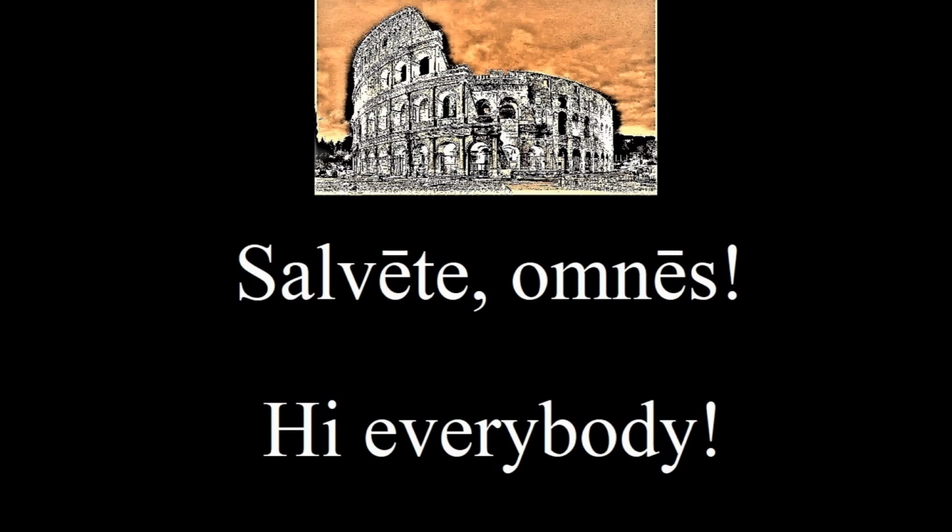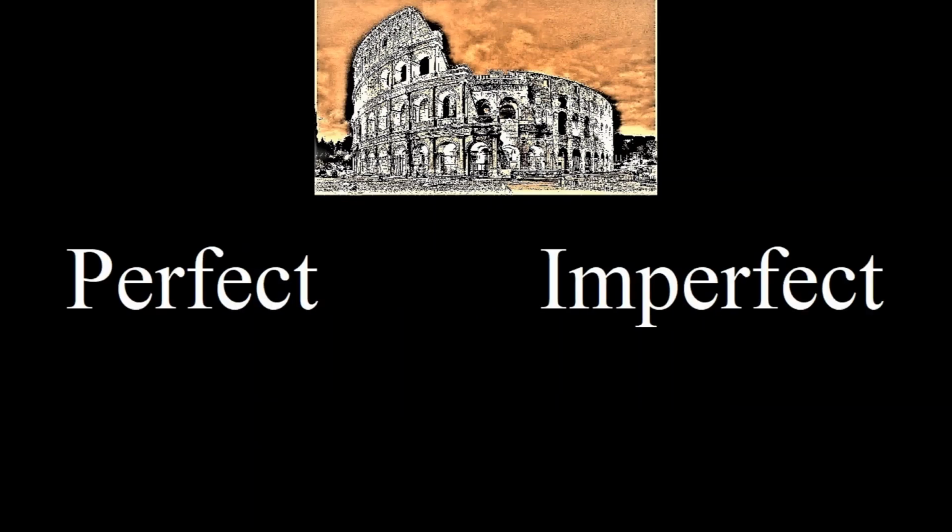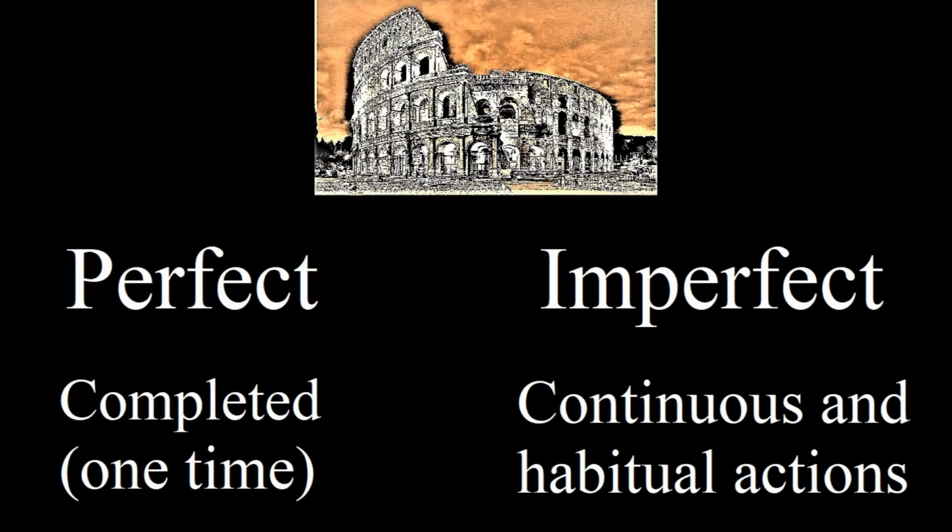Just like in English, there are two different types of past tense in Latin, but they're different from English. They're called the imperfect and perfect tense. The perfect tense refers to actions that were completed in the past, and the imperfect refers to continuous actions and habitual actions in the past. But don't worry so much about what that means for now.